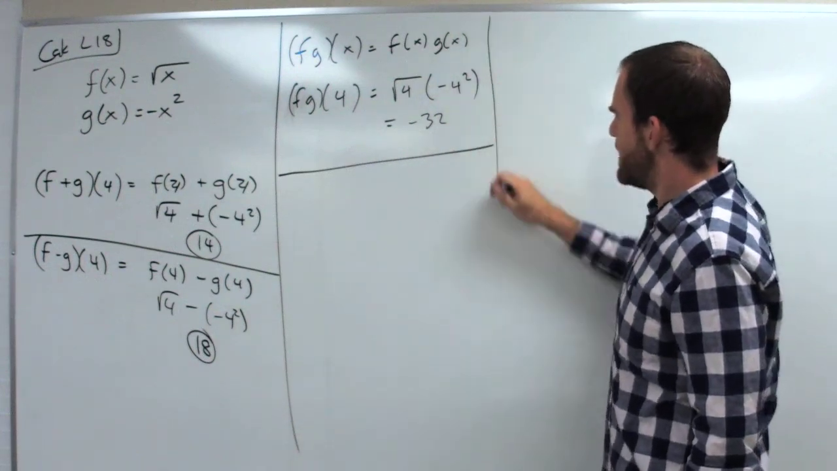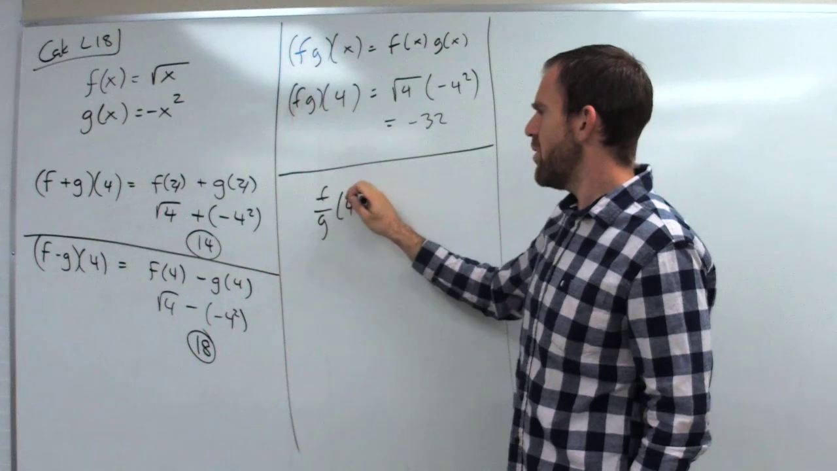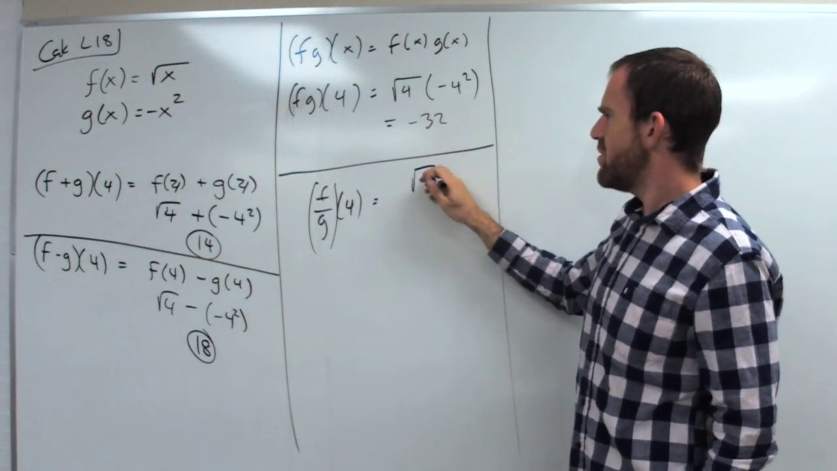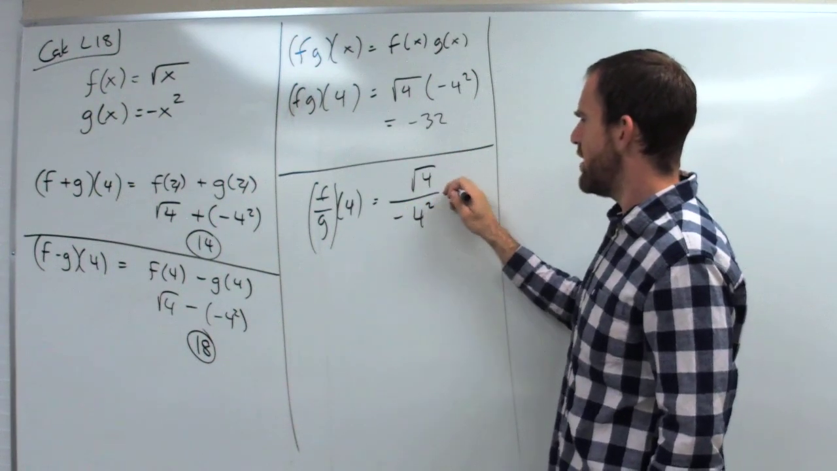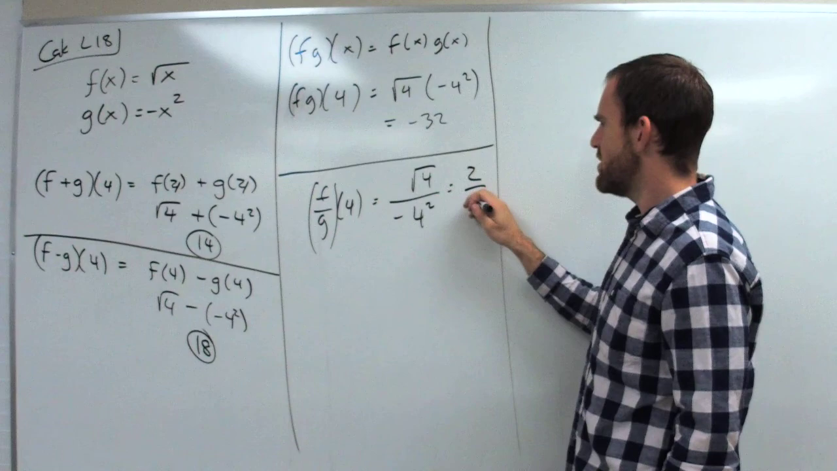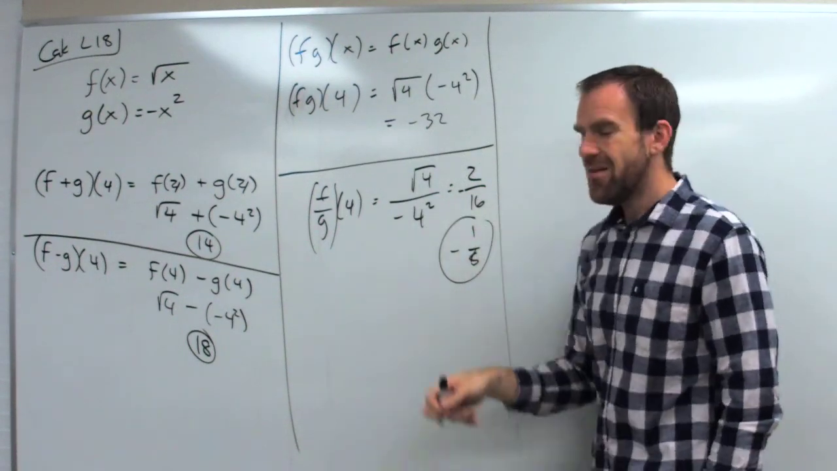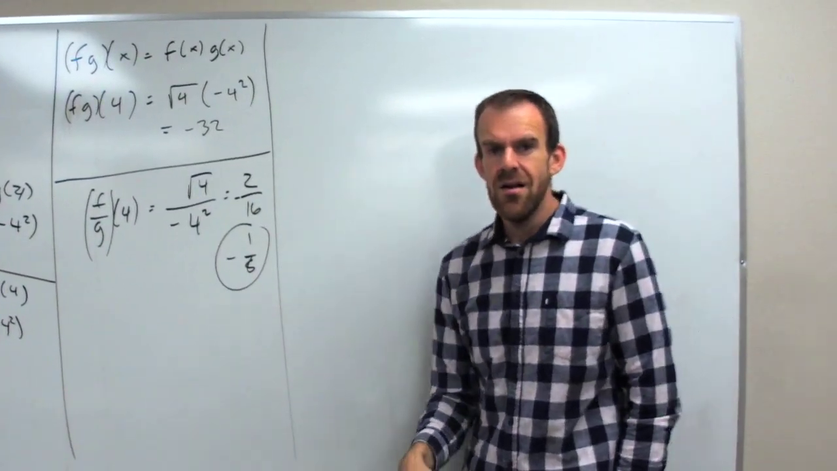Finally, that line's better. We can divide f over g of 4. That would be f of 4, or the square root of 4, divided by g of 4, which is negative 4 squared. So it looks like 2 over negative 16, which is negative 1/8. Now, that's all review from many, many years ago in Algebra 1.